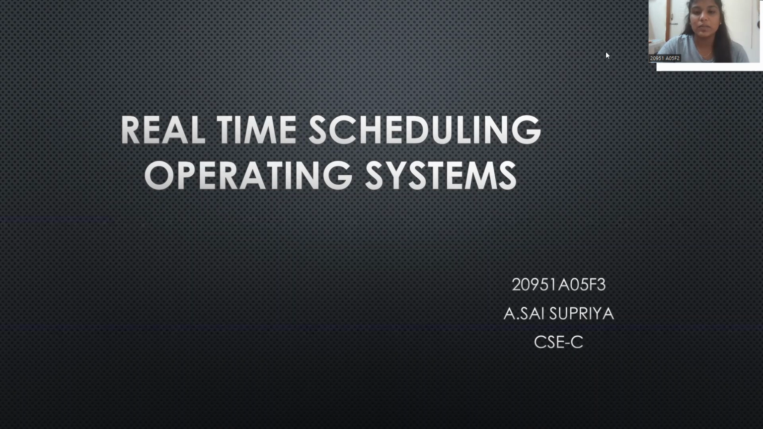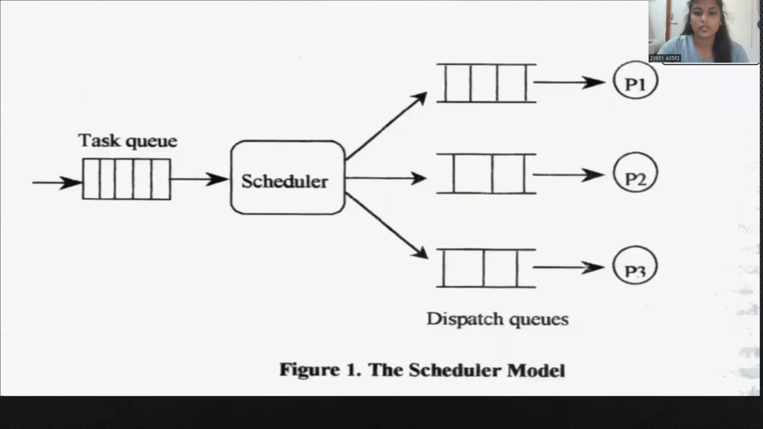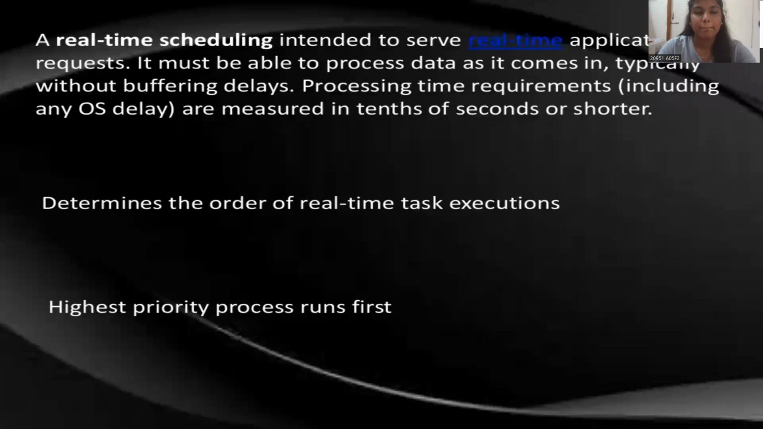My topic is real-time scheduling. This is the scheduler model figure. Real-time scheduling is intended to serve real-time application requests. It must be able to process data as it comes in, typically without buffering delays. Processing time requirements, including any OS delay, are measured in tens of seconds or shorter.